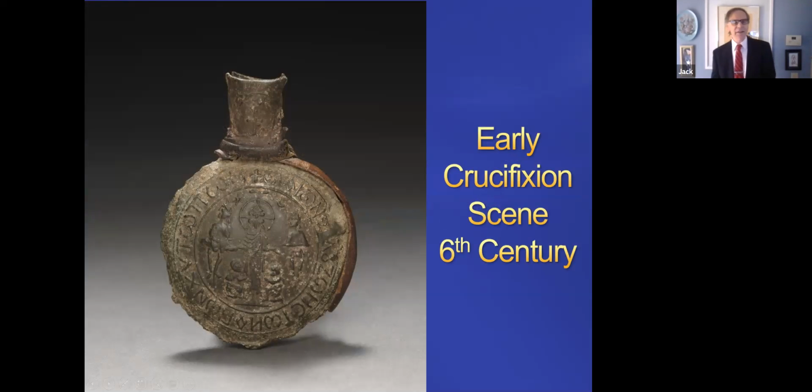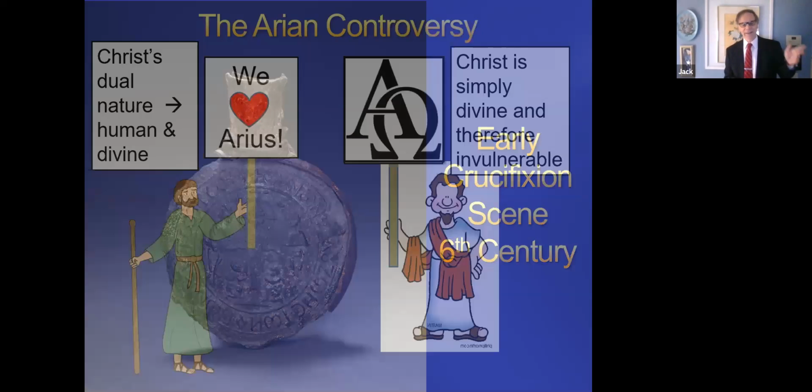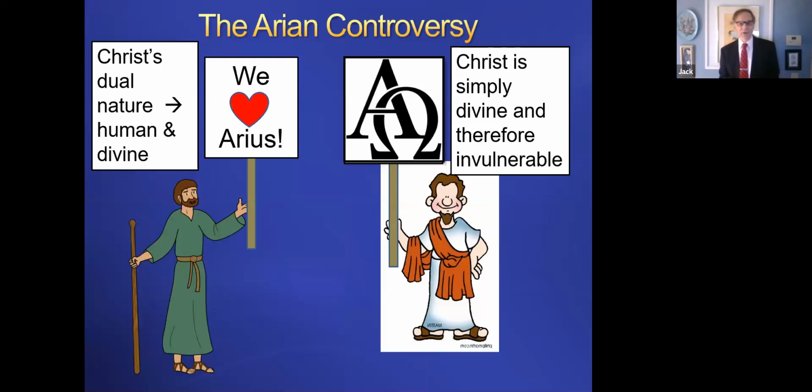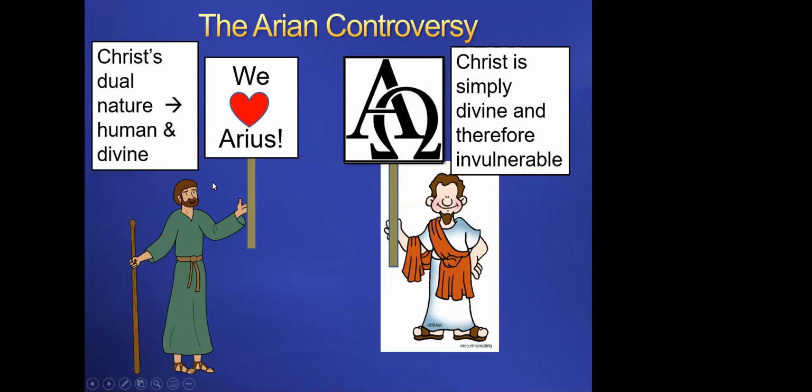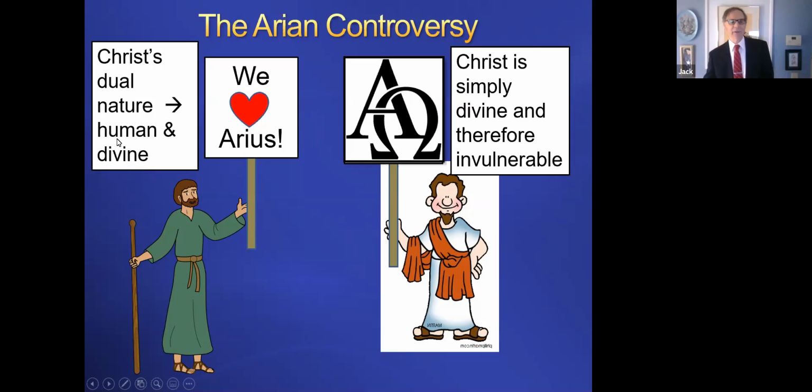And the reason they started using these crucifixion scenes goes back to something we spoke about before, and that was the Arian controversy. We were talking before in another class about where this Alpha and Omega came up. It had to do with this big fight where the people in the Arian camp felt that Christ had a dual nature, human and divine, and a whole bunch of other church people felt that Christ is simply divine and therefore invulnerable.